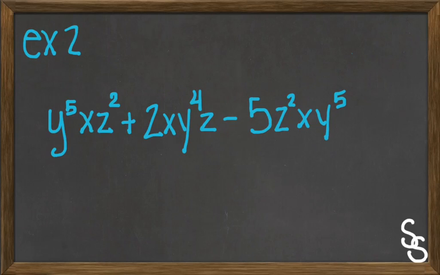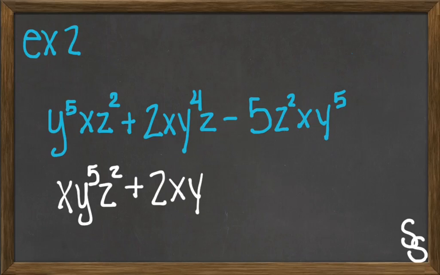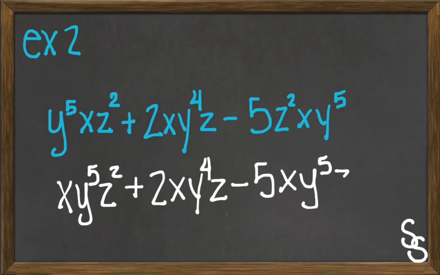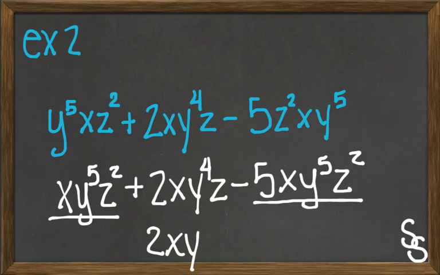All right, so now I'm going to rearrange these terms again so that I can compare them more easily and see which ones can be combined. And as you can see, the first and third terms are the same. So those can be combined. Finally now, we can reduce this down to 2x y to the fourth z minus 4x y to the fifth z squared.